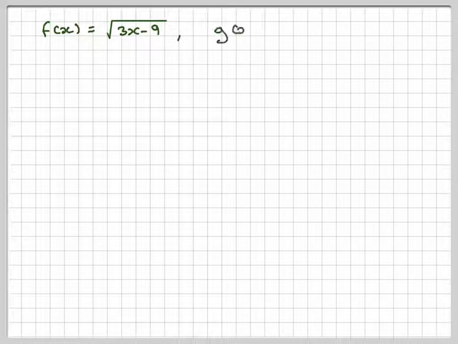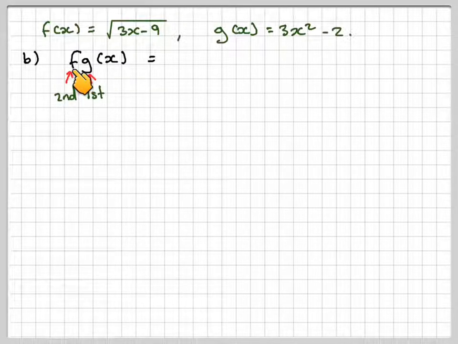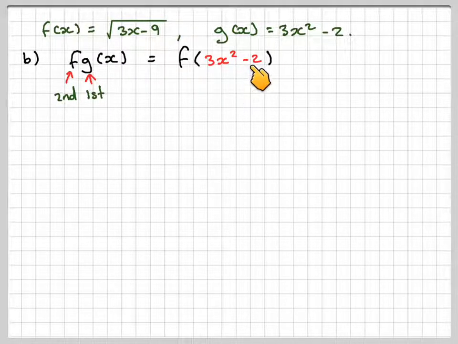Right, to find fg of x, this is a composite of two functions. So we want fg of x, that means first g, second f. So what you need to do is take that f and write that there. And then next to it, you need to write in g, so brackets 3x squared minus 2. Right, now everywhere in f there's an x, you now replace it with 3x squared minus 2.